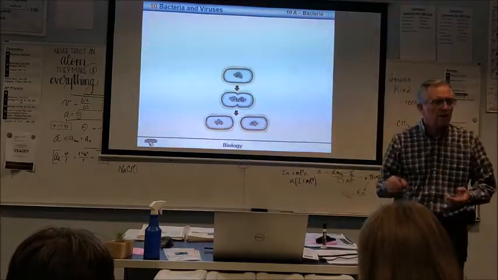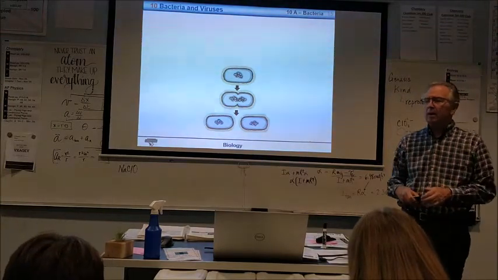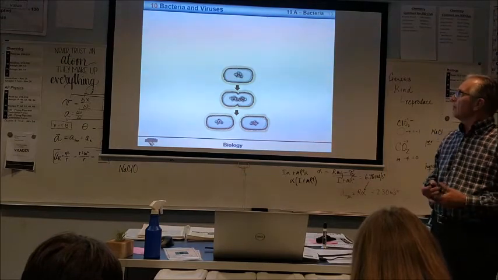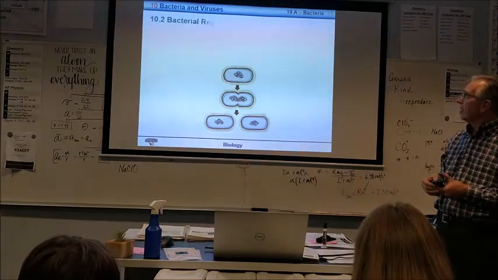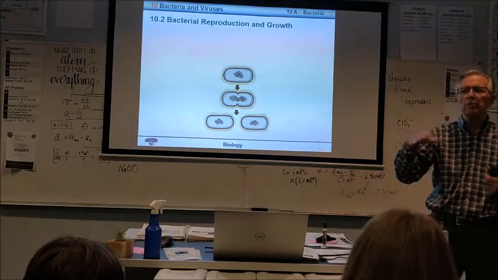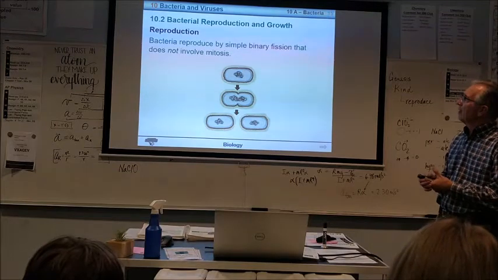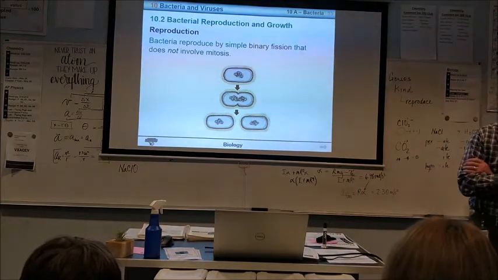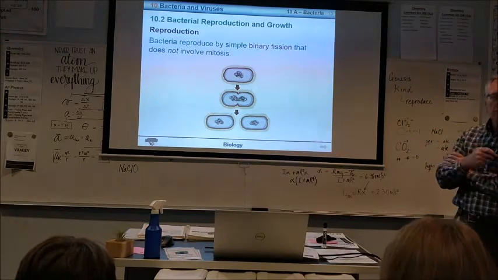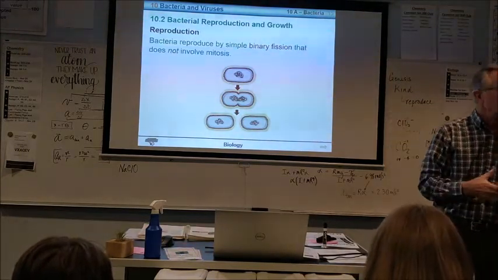So we're going to cover a couple slides here that we did last Friday, and I'm just going to review that a little bit. We're talking about bacteria here, by the way, and we're talking about how bacteria reproduce themselves. The first one that we talked about was binary fission. Now, binary fission, as it says here, is not the normal mitosis way of reproducing.